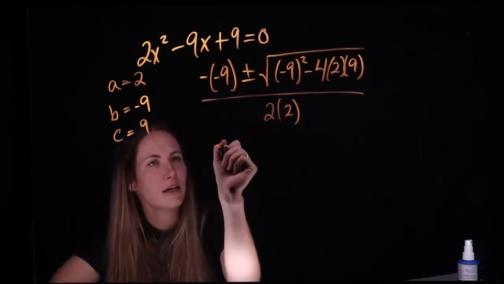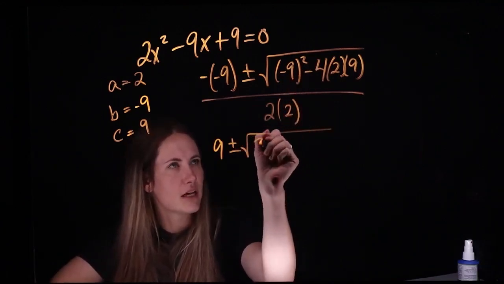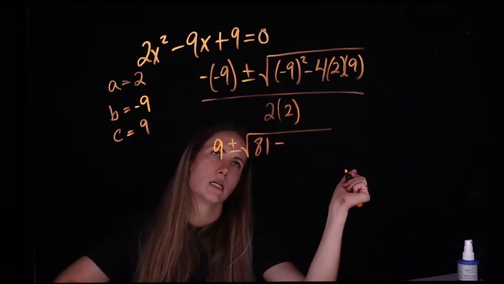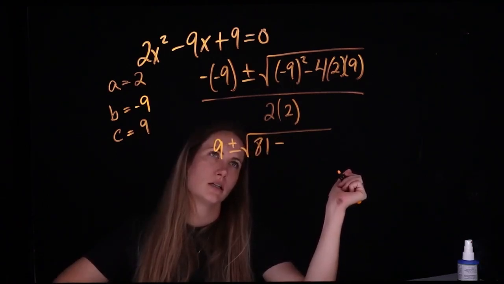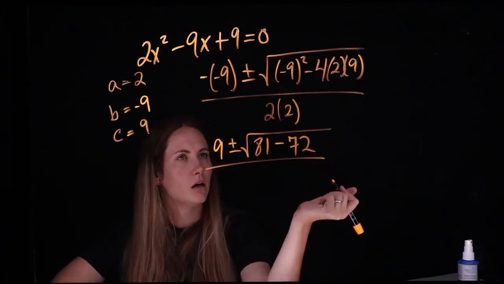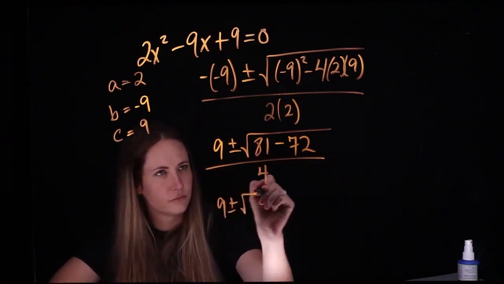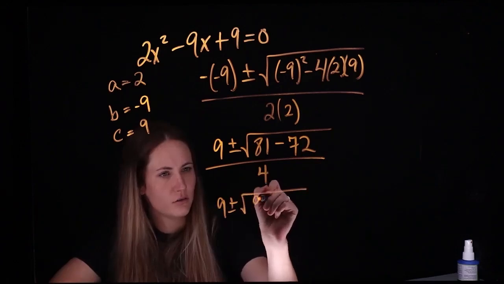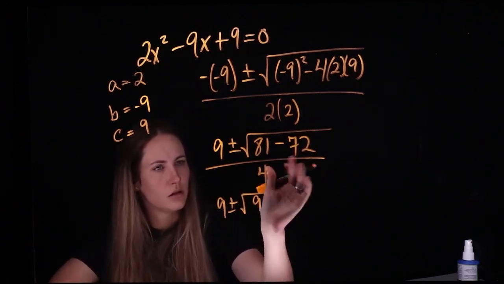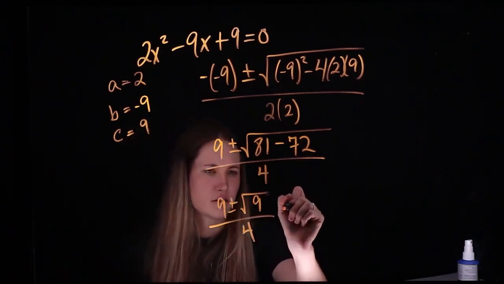So a negative times a negative here is 9 plus or minus the square root of 9 squared, which is 81, subtract 4 times 2 times 9. 4 times 9 is 36, times 2 is 72, all over 2 times 2, which is 4. 81 subtract 72 is 9. Square root of 9 is 3.